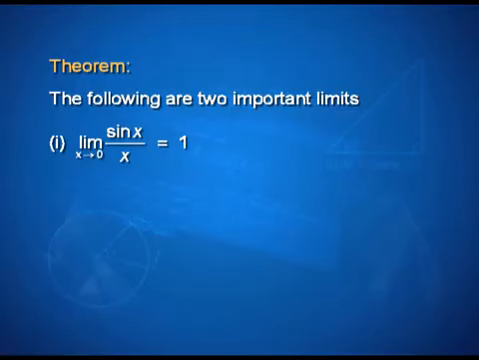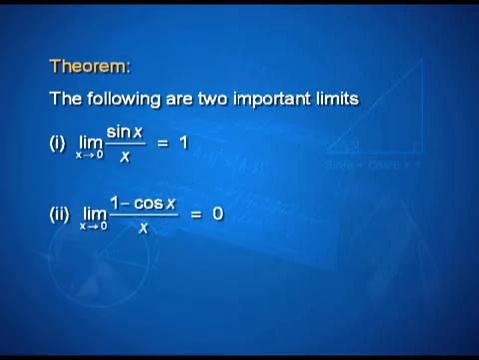Some more theorems which we use here are the following two important limits. First, limit sin x upon x as x tends to 0 is equal to 1, and second, limit 1 minus cos x upon x is equal to 0 as x tends to 0.